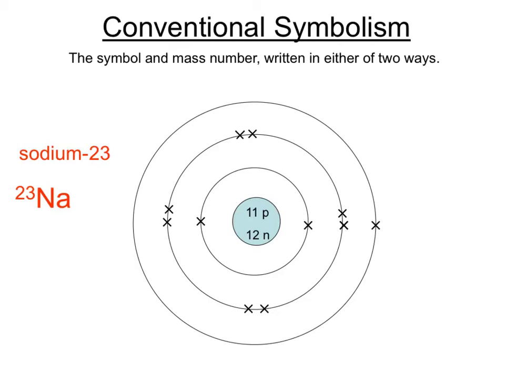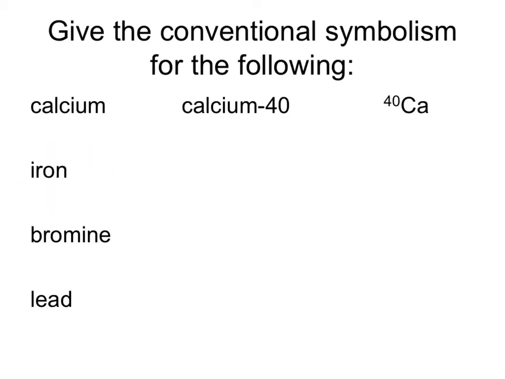So we can say that it's sodium-23, or we can write that 23, its individual mass number, in front of and above the symbol for the element, 23Na. Now the conventional symbolism of each of these ones: calcium, we'd be talking about an isotope that weighed 40, so calcium would be calcium-40 or 40Ca. Iron, 56, would be iron-56 or 56Fe.